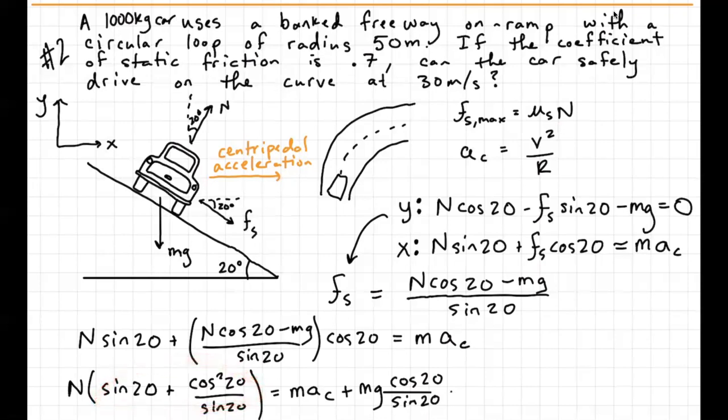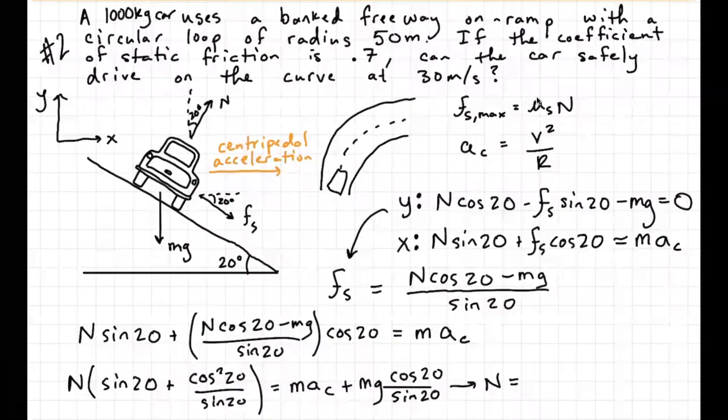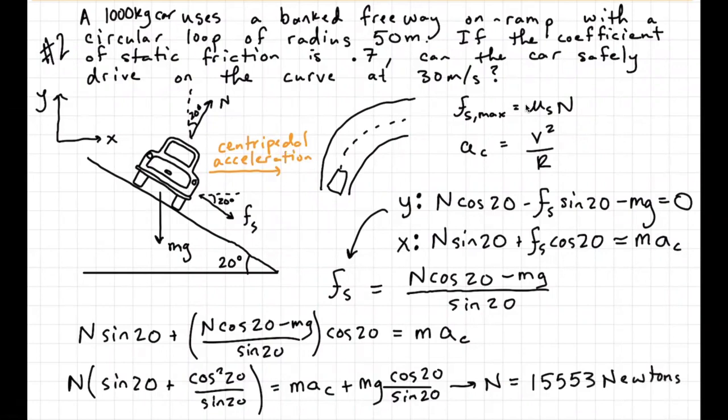Let me do that. I won't work through all the algebra, but I'll just end up writing a value here. The normal force is equal to about 15,553 newtons. Okay, that's the normal force. So now we can solve for the frictional force that we actually have if the car is going 30 meters per second by plugging back in here.